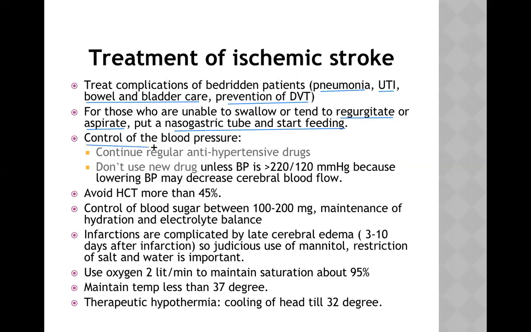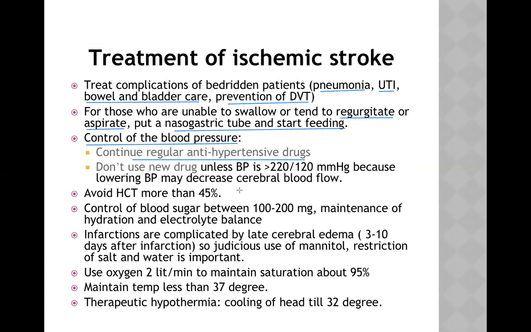Another is control of blood pressure. Hypertension is one of the very important risk factors of stroke. Even in ischemic stroke, remember, the patient may be hypertensive. Not only in hemorrhagic stroke, also in ischemic stroke, the person may be hypertensive because it's an important risk factor for atherosclerosis. So continue the same drug which the patient was taking before. Probably you need to adjust the dose of the drug because the blood pressure was not controlled. Okay. Now, don't use a new drug unless blood pressure is very high, like more than 220 over 120. This is in the range of malignant type of hypertension.